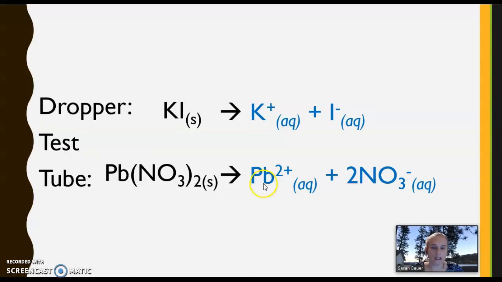But what about our lead and our iodine? We can see that they're oppositely charged, so there's going to be an attraction between them when they come together. When they come together, is that attraction going to get pulled apart again by water?